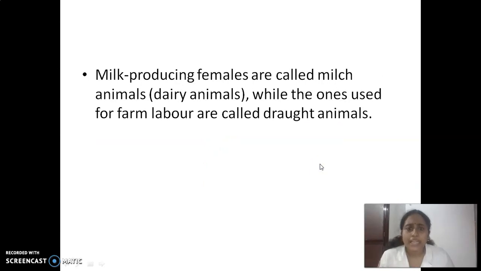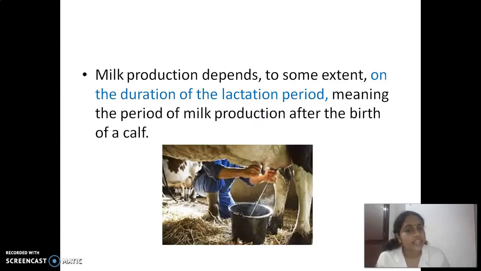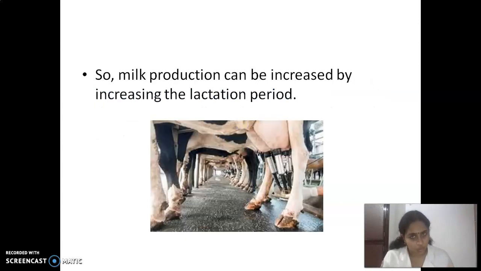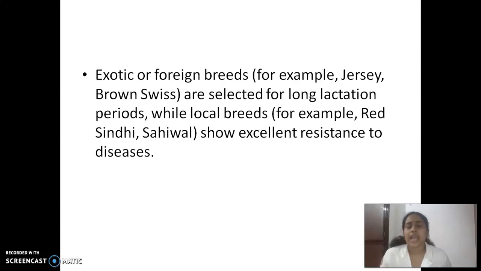Milk producing females are called milch animals, dairy animals, while the ones used for farm labor are called draft animals. Milk production depends to some extent on the duration of the lactation period, meaning the period of milk production after the birth of a calf. So, milk production can be increased by increasing the lactation period. Isn't it?